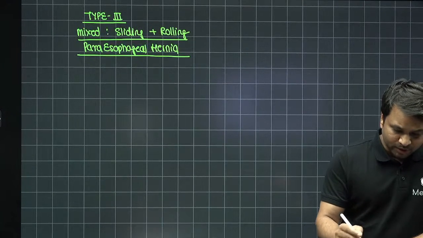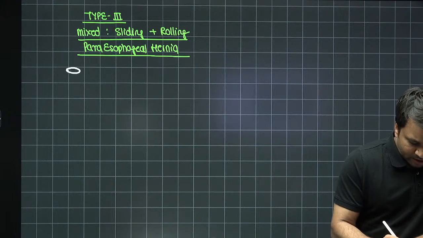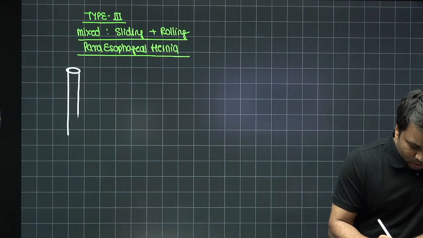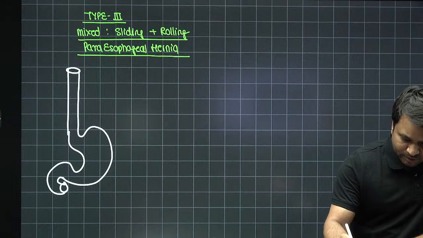Now, you need to understand what is going to happen. Everything remains the same. We are going to do the same drill that we have been doing. We have the esophagus, it goes into the stomach. Now, they are separated by this diaphragm which we have been vouching for a while.